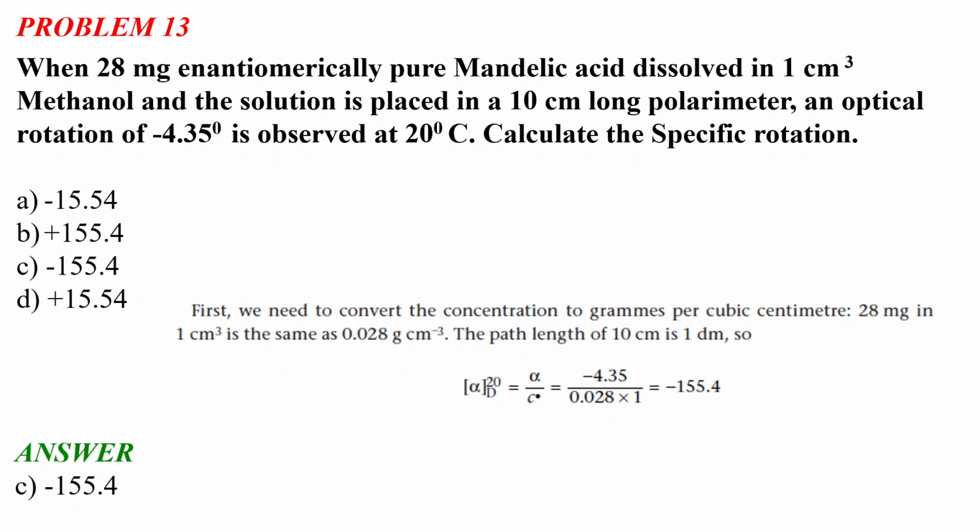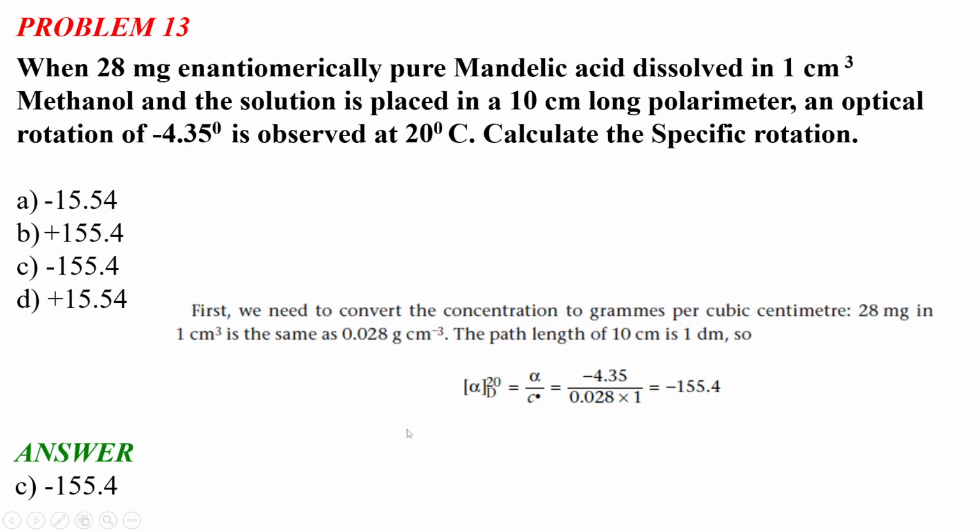So here you can see alpha is given, the total rotation was minus 4.35, and you just need to divide it by c and your cell length. The concentration is 0.028 gram per cc, and the path length is 10 centimeter, which means 1 decimeter, so it will be multiplied by 1. If the path length was something different, like 20 centimeter, it would be 2 decimeter, then you have to multiply this denominator by 2.